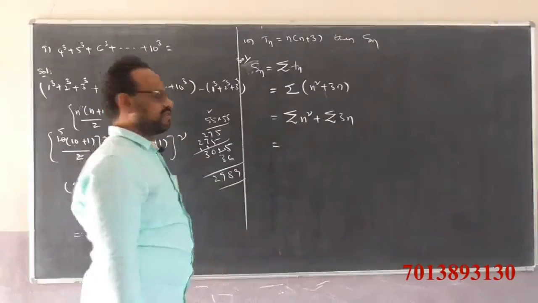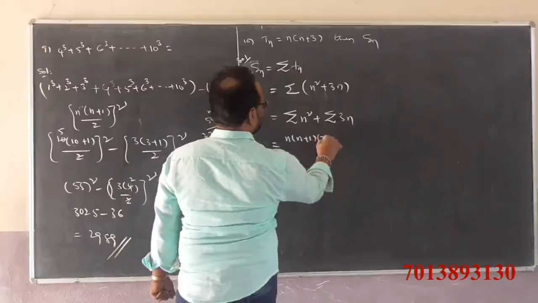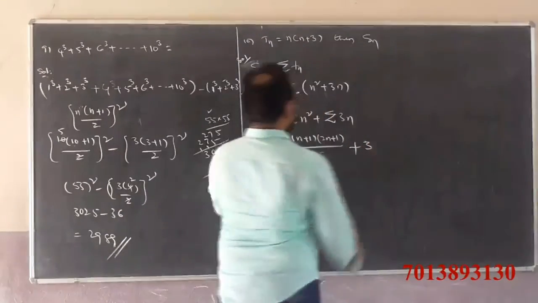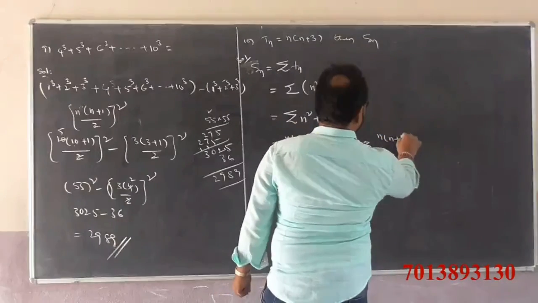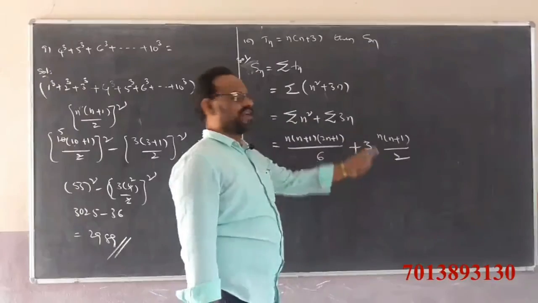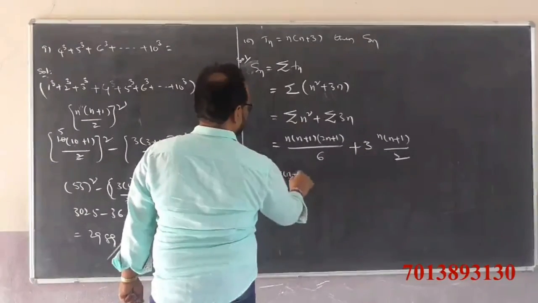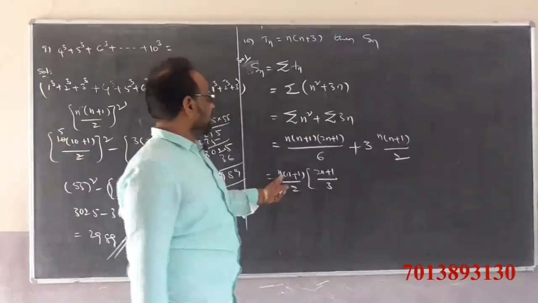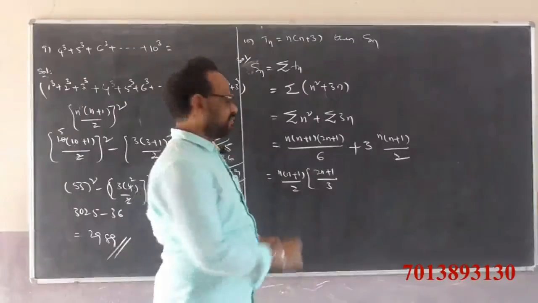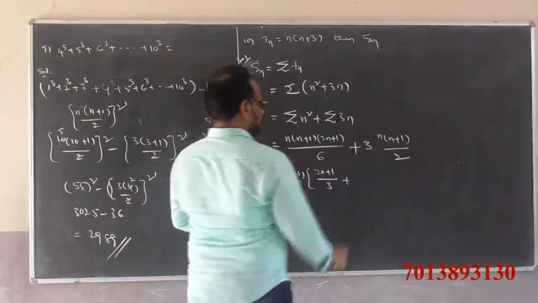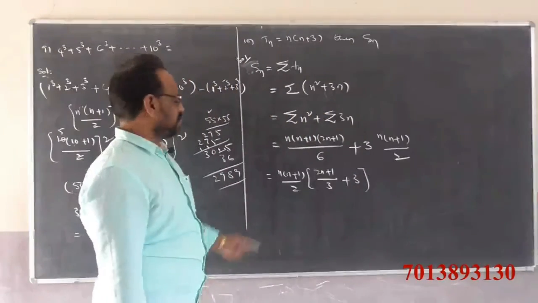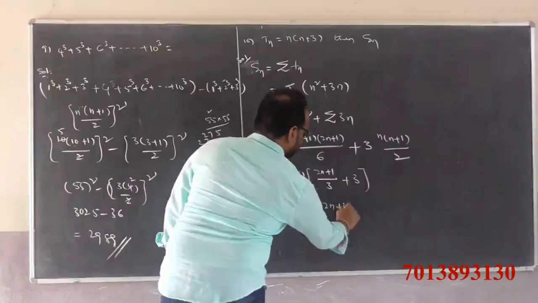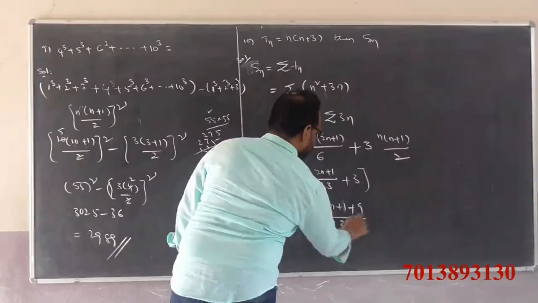We know the sigma n square value: sigma n square is nothing but n into n plus 1 into 2n plus 1 by 6, plus, if you take 3 as common, we get sigma n, which is nothing but n into n plus 1 by 2. So 3 into n into n plus 1 by 2. Observe here, n into n plus 1 into 2n plus 1 by 6. If you take n into n plus 1 by 6 common, we get 2n plus 1 plus, if you do LCM, 3 times 3 is 9.